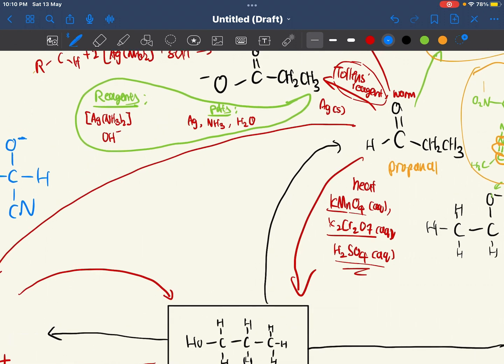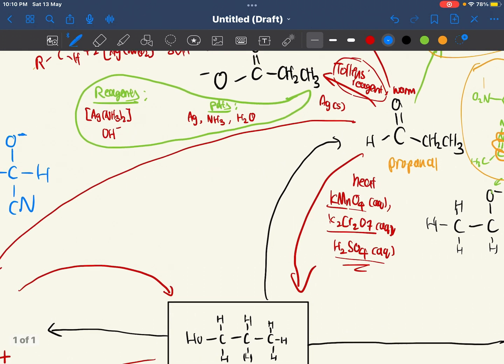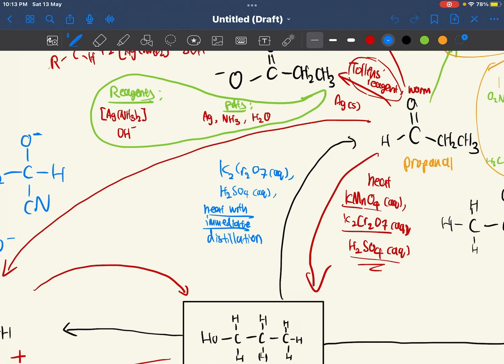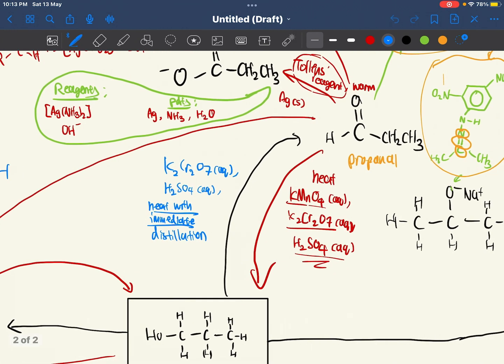How do we form an aldehyde from a primary alcohol? Like I said, if we undergo full oxidation, a primary alcohol will become a carboxylic acid. So how do we stop that from happening? We need to use a milder oxidising agent. Therefore we only use potassium dichromate with an acidic medium and heat with immediate distillation. This is very, very important. Do not miss out on this condition: heat with immediate distillation. If not, you won't obtain your aldehyde.